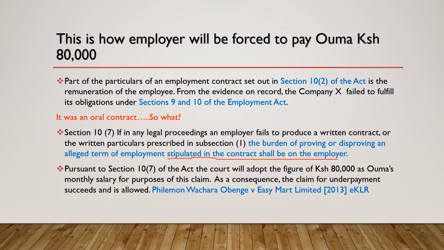If you want to review this case, it is the case of Obenge versus EasyMart Limited. These things happen whereby an employer is going to take advantage of his employee simply because they will claim that we spoke orally and we never actually had a contract written down. Not to forget, it is the responsibility of the employer to go ahead and reduce an employment contract into writing as far as the previous sections I've mentioned are concerned.